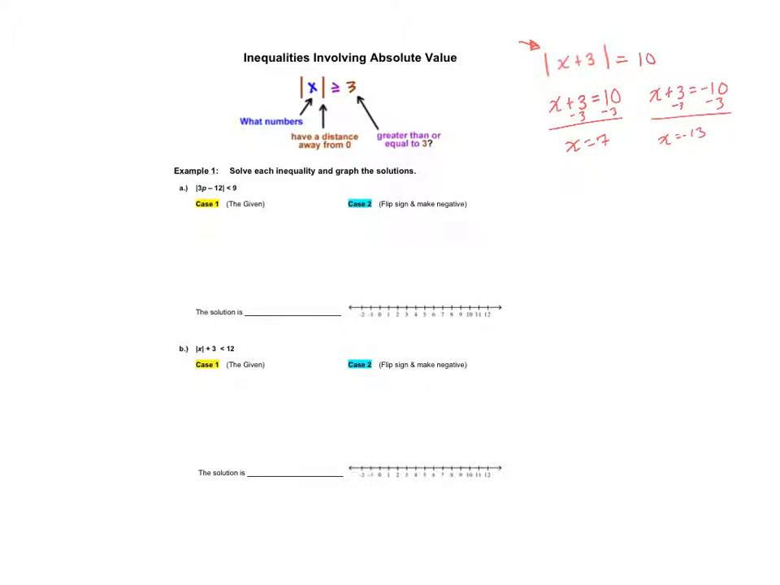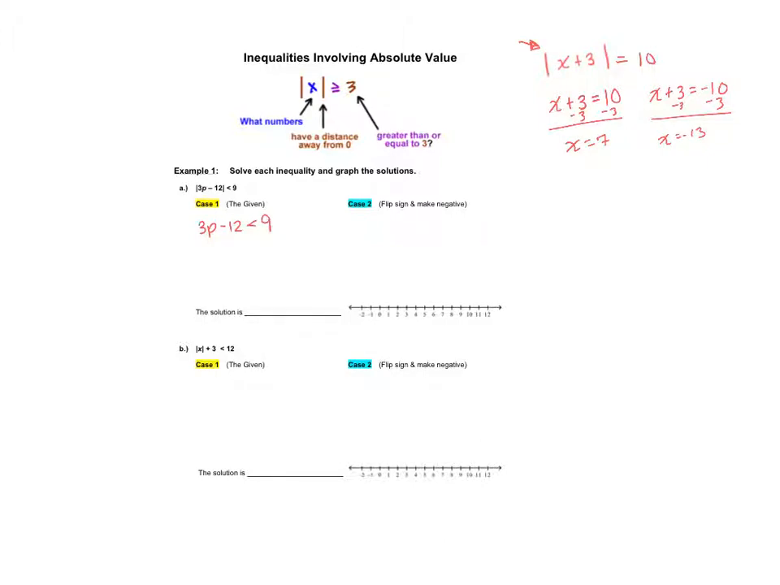Okay, well let's look at how that's different with inequalities. So, for example 1a, the absolute value of 3p minus 12 is less than 9. Well, I can tell you right now that those absolute value bars are isolated because there's nothing else on the left-hand side except what's in the bars. So now I'm going to write my two cases. Case 1, without the bars: 3p minus 12 is less than 9.